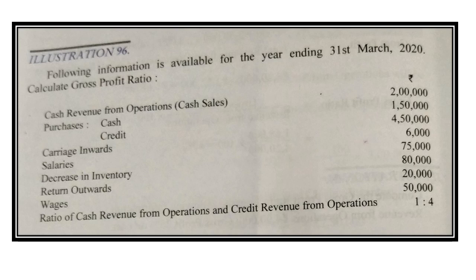Illustration 96. From the following information available for the year ending 31st March 2020, calculate gross profit ratio. Cash revenue from operations, cash sales, rupees 2 lakh. Purchases, cash and credit, 1 lakh 50,000 and 4 lakh 50,000. Carriage inward rupees 6,000. Salary 75,000. Decrease in inventory rupees 80,000. Return outwards 20,000. Wages, it is direct expense, rupees 50,000. The ratio of cash revenue from operations and credit revenue from operations is 1:4, and you have to find the gross profit ratio.